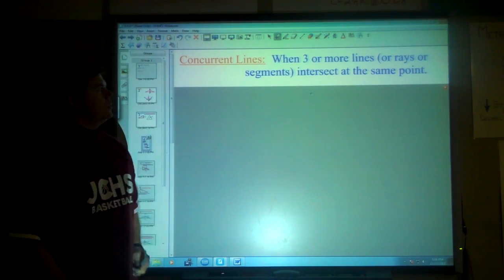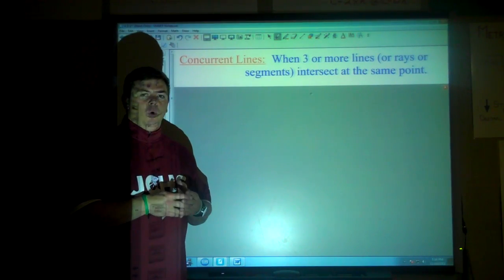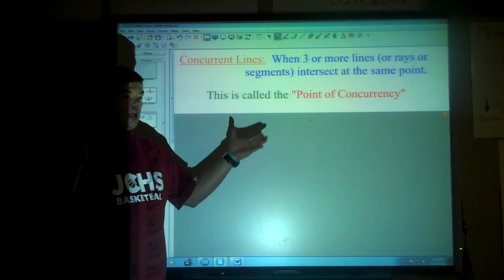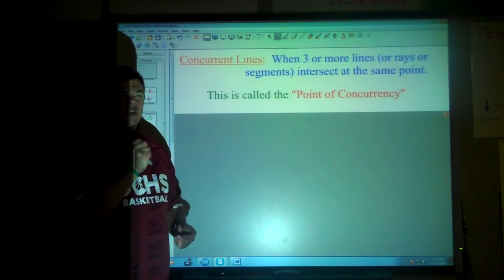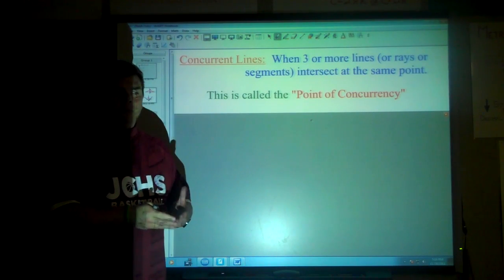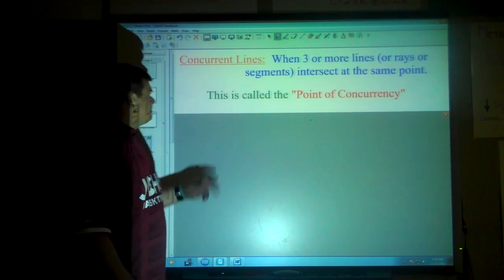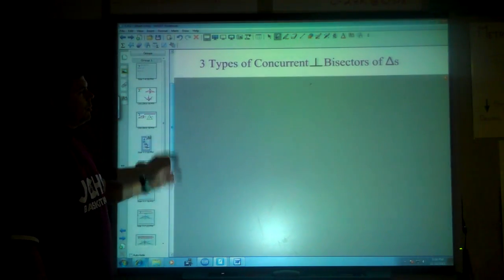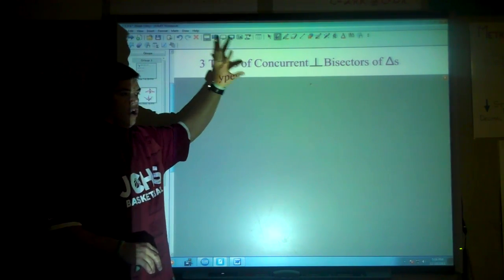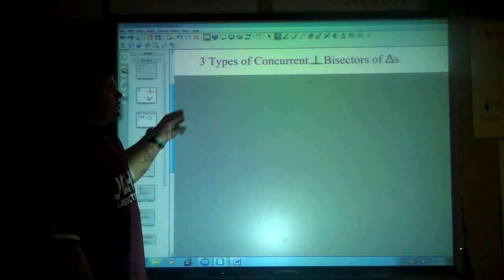Now, concurrent lines: when three or more lines, or rays or segments, intersect at the exact same point, we are going to refer to that as our point of concurrency. So wherever these three lines actually meet, their intersection is the point of concurrency. Just a concurrency is any time you have an agreement. So in this case, the three lines are agreeing on one specific spot. Now, with perpendicular bisectors of triangles, we have three different types of points of concurrency. These are all dealing with the point of concurrency, just for the three different types of triangles.